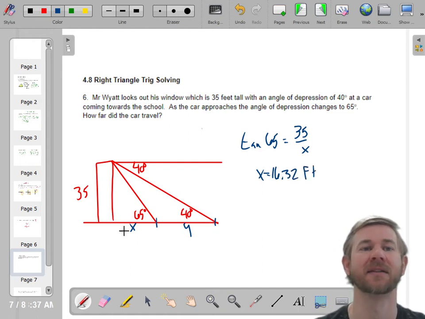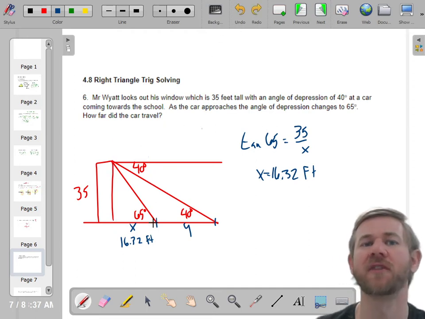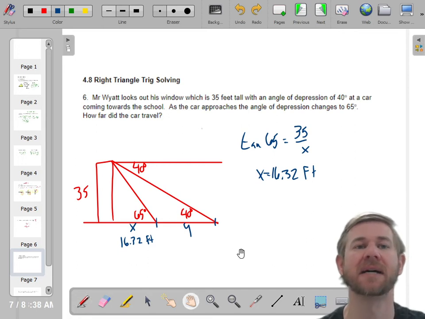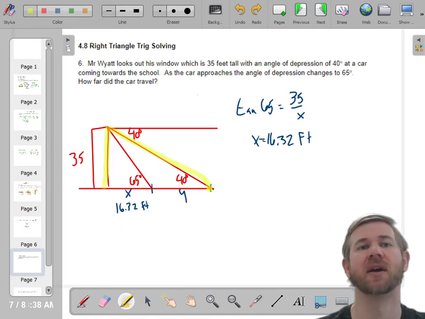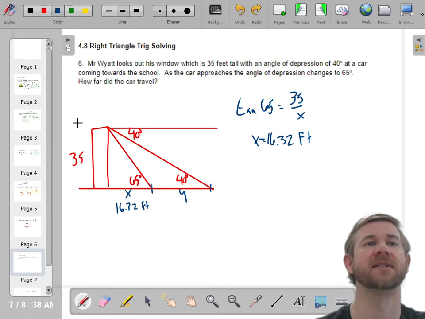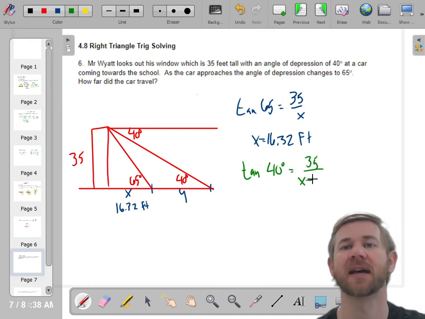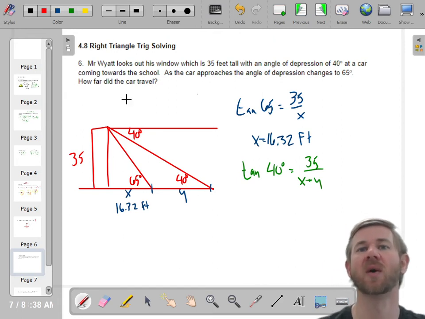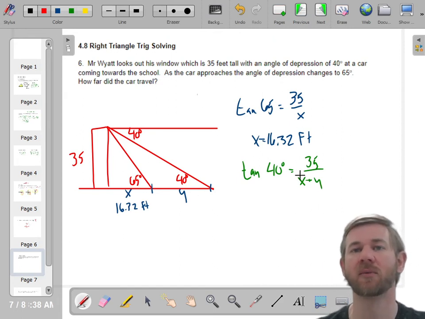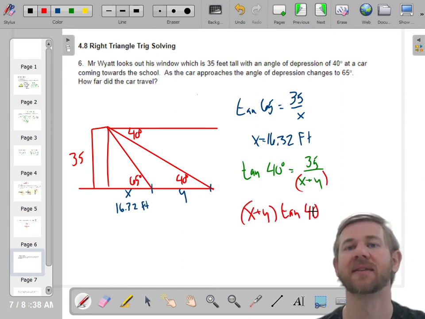That means at the end, the car is 16.32 feet from the building. This is 16.32 feet. But I want to figure out how far the car traveled. So what I'm going to do now is look at this bigger right triangle and write another tangent statement. I'm going to say the tangent of 40 degrees is opposite 35 over adjacent. But the adjacent is x plus y. Now, I know what x is, so I'll eventually get there, but I'm going to multiply both sides by x plus y, and now I get this.